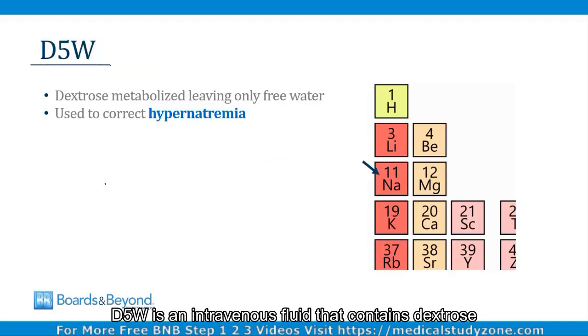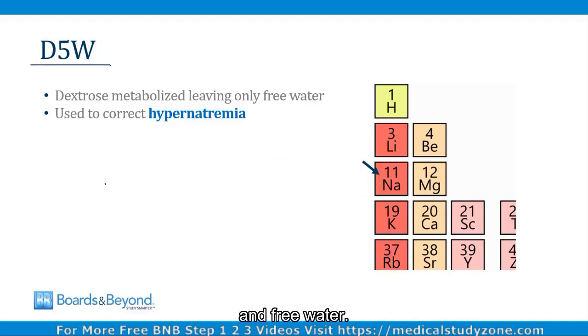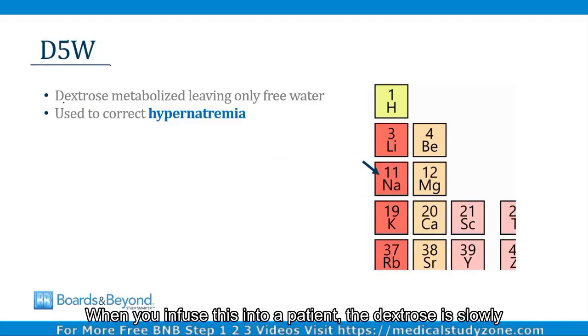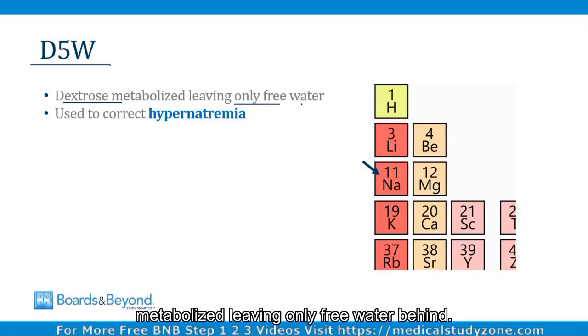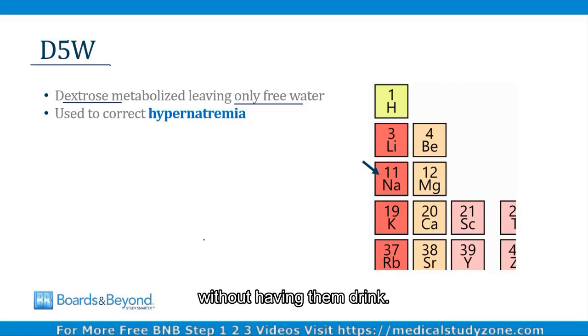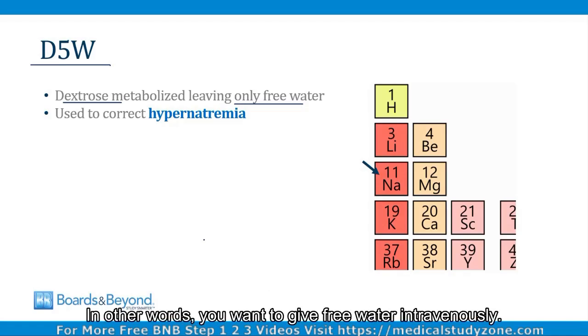D5W is an intravenous fluid that contains dextrose and free water. When you infuse this into a patient, the dextrose is slowly metabolized, leaving only free water behind. As a result, this is the type of fluid that you use when you want to give a patient free water without having them drink.